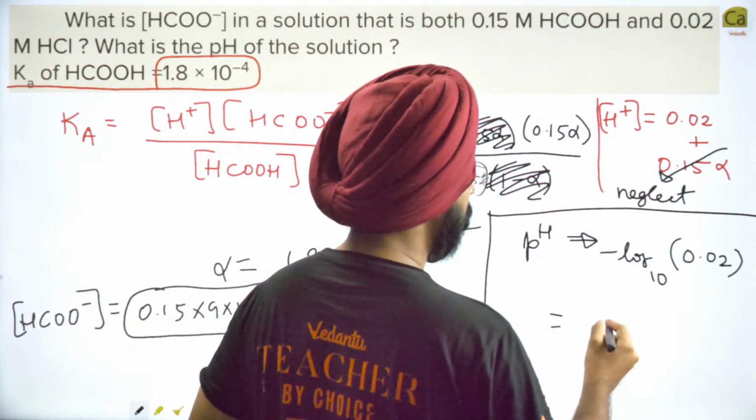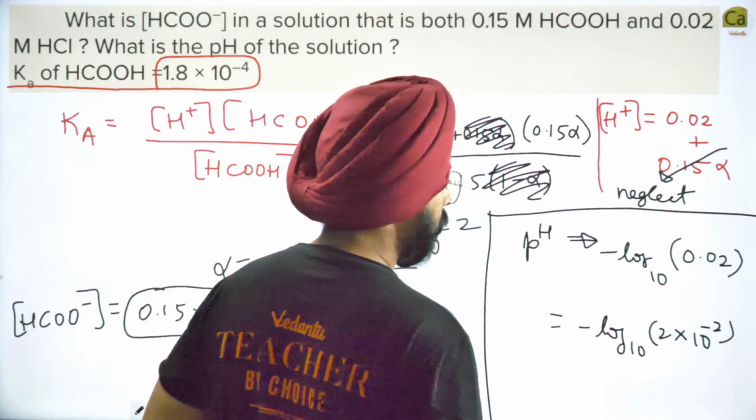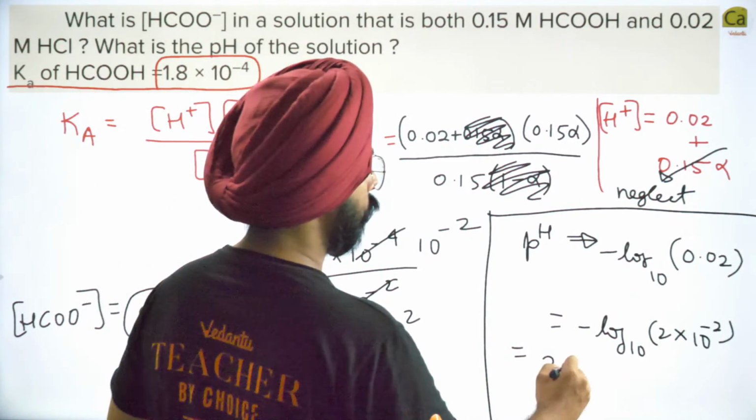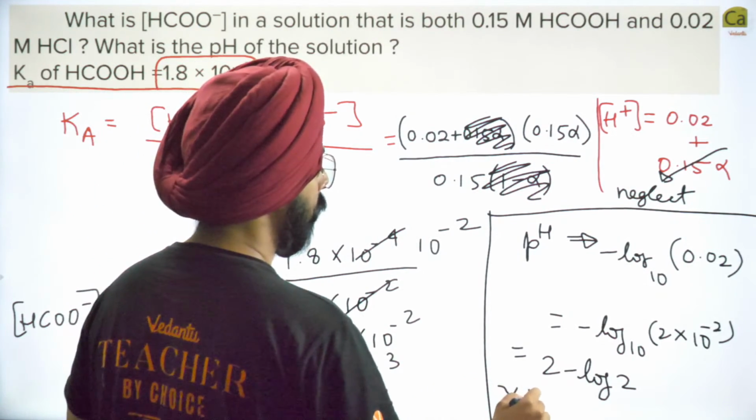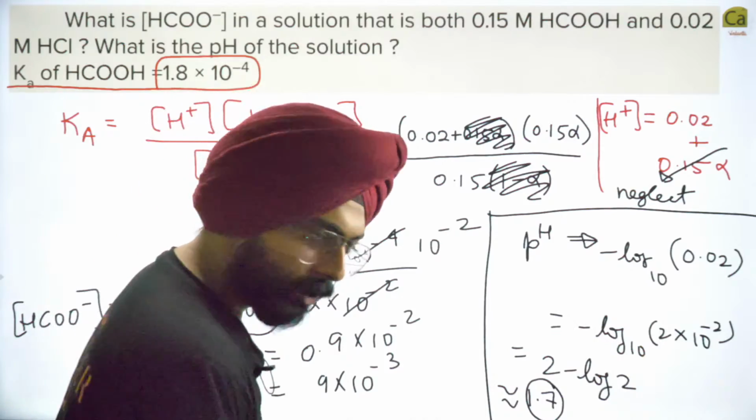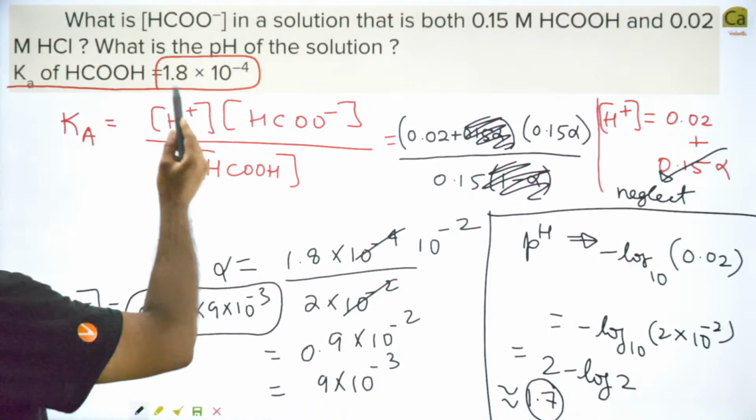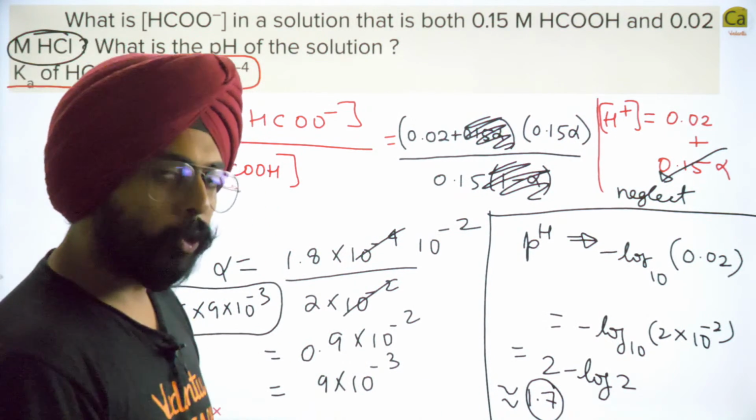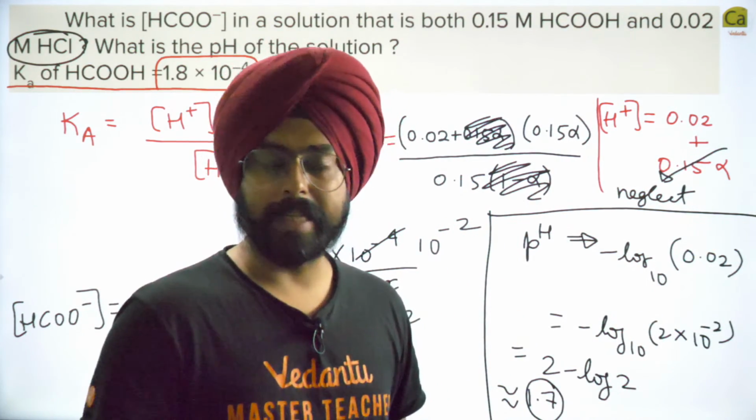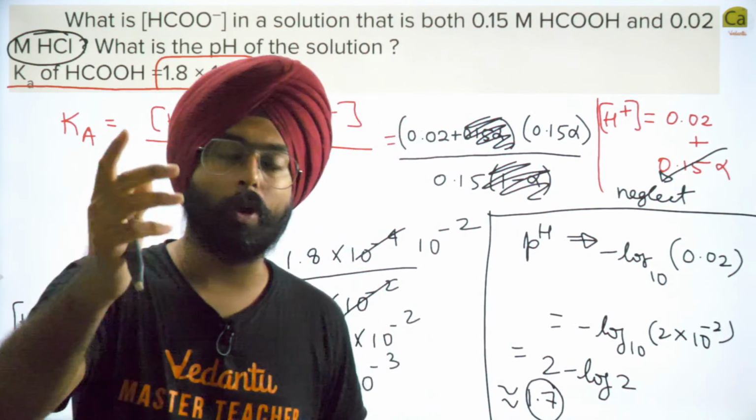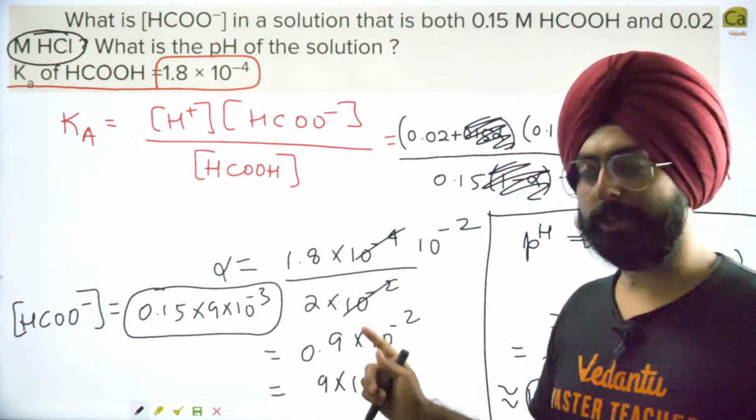So how much does this come out to be? Minus log to the base 10 of 2 into 10 to the power minus 2. This is equal to 2 minus log 2, approximately 1.7. So the pH of the solution is approximately 1.7, and this pH is being contributed by the HCl. HCOO negative in front of HCl is pretty much useless. This is the practical application of common ion effect. Understood? This is the practical application of the common ion effect.